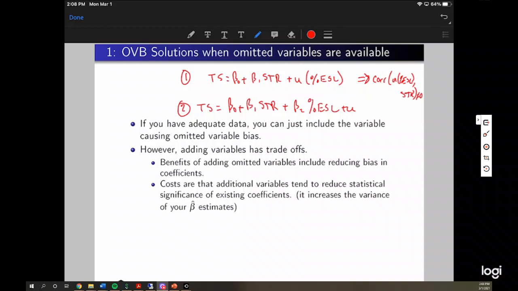So one solution is, if you have adequate data, you just add the additional variable to the model, removing the omitted variable bias. However, adding variables has trade-offs. The benefits of adding omitted variables include reducing bias in coefficients, so that's what we've talked about, but the costs are that the additional variables tend to reduce statistical significance of the existing coefficients. In other words, it increases the variance of your beta hats. It'll increase the variance of beta 1, and so we might get statistically insignificant results. So we have to balance these 2 things.